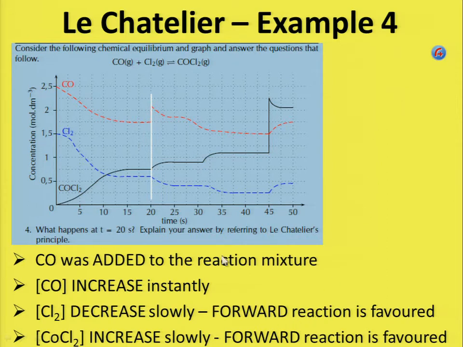So, if you favor the forward reaction, you have to add some reactant. Because there is a sharp peak in the CO graph, you can deduce that the concentration of the CO was increased to cause that peak there. And then the concentration of Cl2 will decrease slowly because it is now reacting to form more of the CoCl2, which is increasing, to reinstate equilibrium.